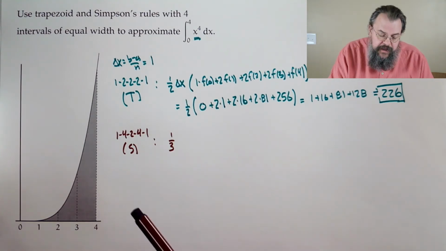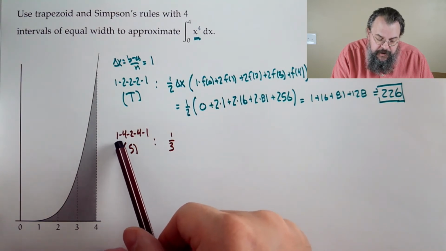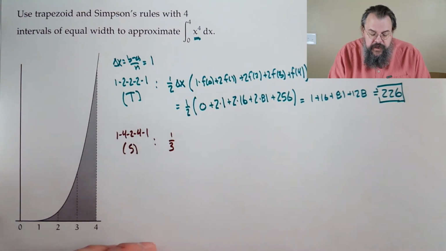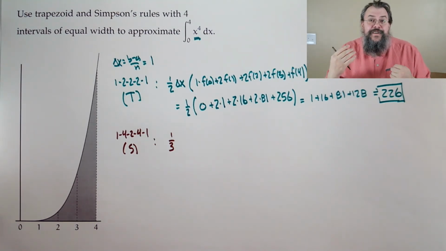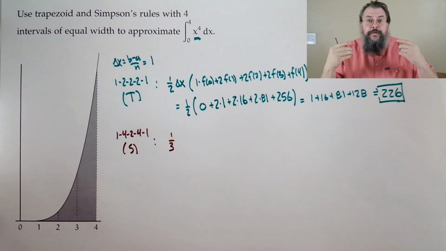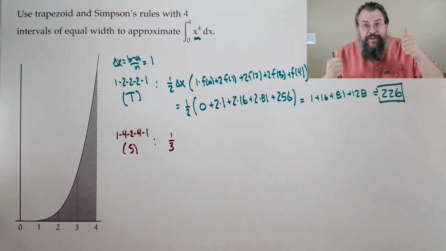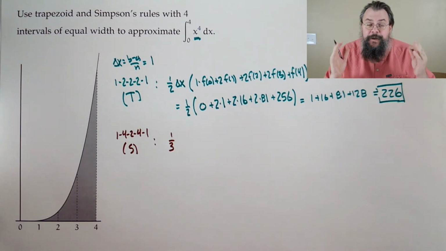And if you look at it, add these numbers up. 1 plus 4 plus 2 plus 4 plus 1, that's 12. So it's like we're taking 12 measurements, but we only have 4 intervals. So I have to divide by that factor of 3. So on average, we're taking 1 measurement per interval. So that's another way to see it.